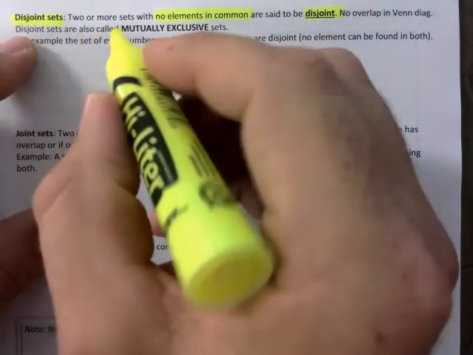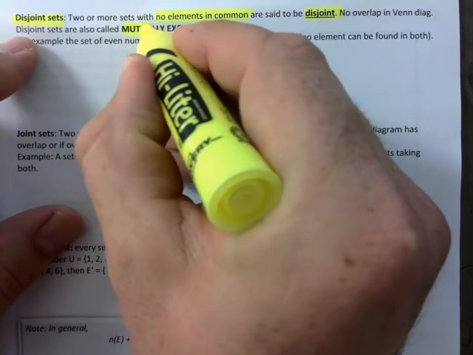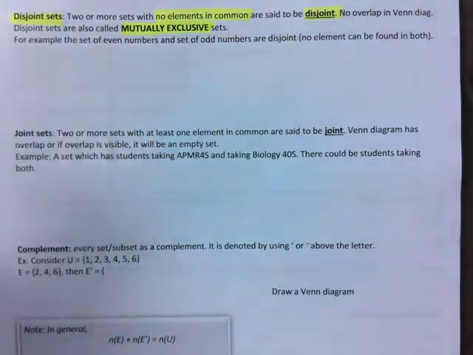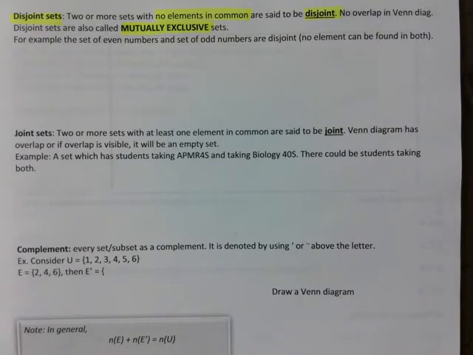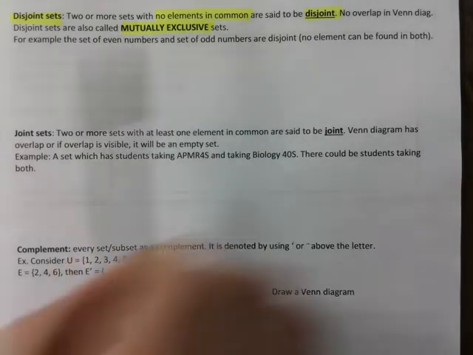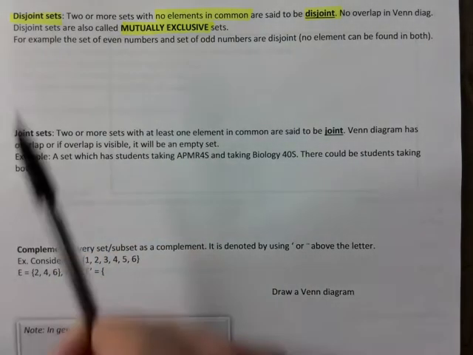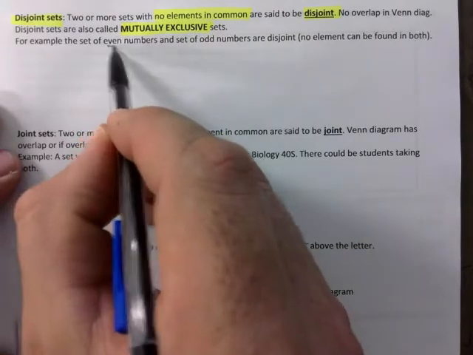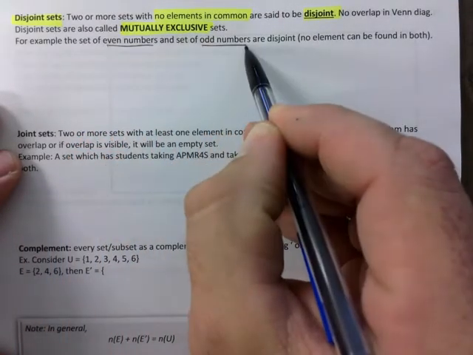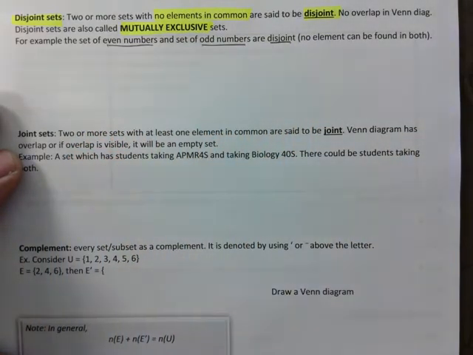Disjoint sets are also called, watch this, this is going to come back later, mutually exclusive sets, meaning they don't have anything in common. Another fancy set of words to say the exact same thing. For example, the set of even numbers and the set of odd numbers are disjoint. No elements can be found in both.